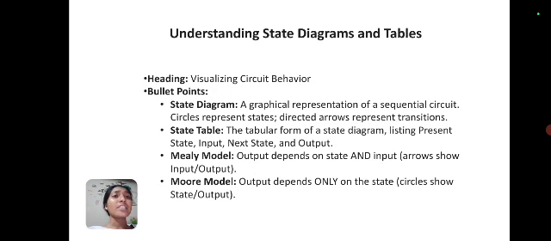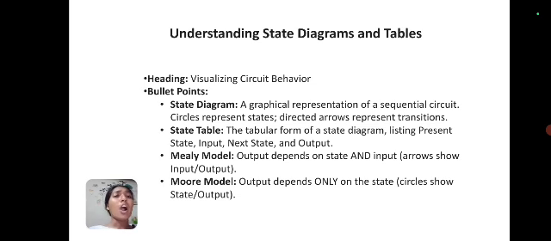Understanding state diagrams and tables. State diagram, state table, Mealy and Moore models. A state diagram is the graphical representation of the sequential circuit. Circles represent states. Directed arrows represent transitions. A state table is the tabulation of the state diagram, listing present state, input, next state and output.